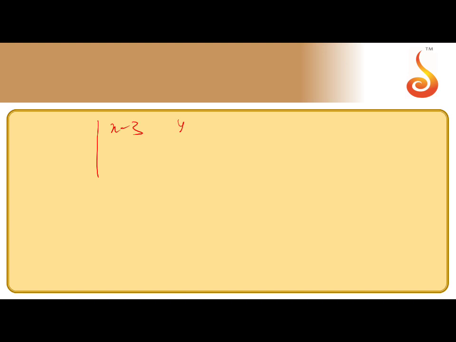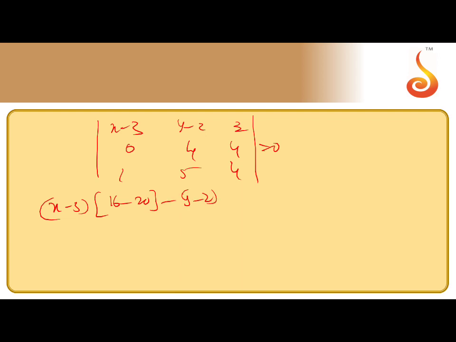X minus 3, y minus 2, z, 0, 4, 4. Next one, 1, 5, 4 equal to 0. We can solve x minus 3 into, so 60 minus 20. Y minus 2, this is 2, into 0 minus 4. Z into 0 minus 4. Minus 4 means minus 4. Here minus 4, minus 4, minus 4.